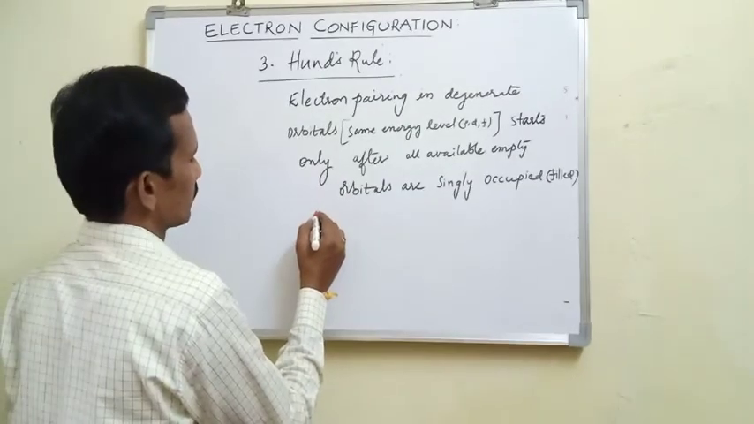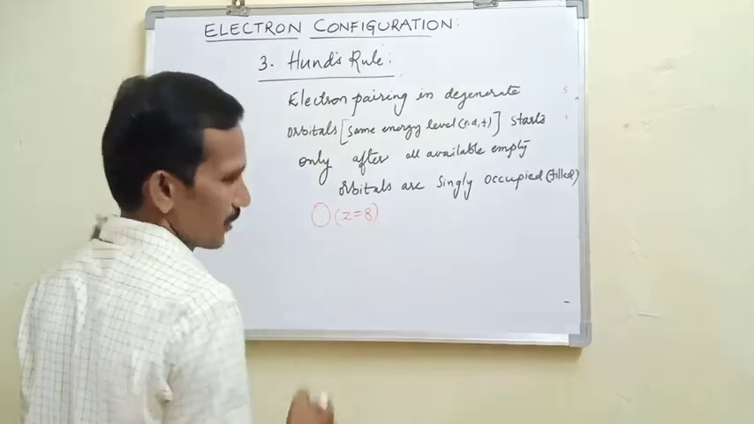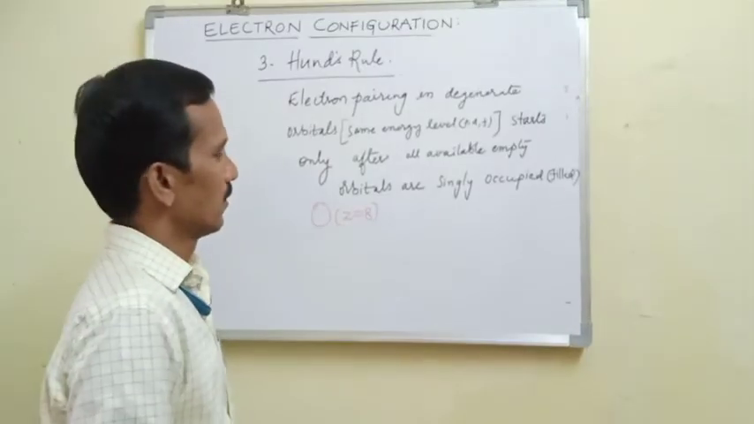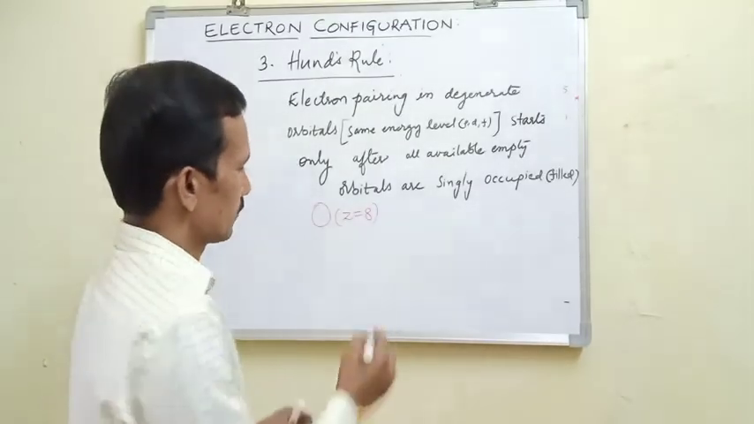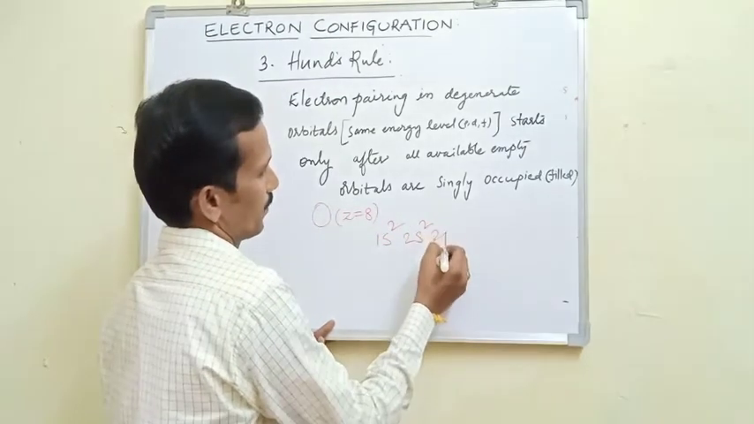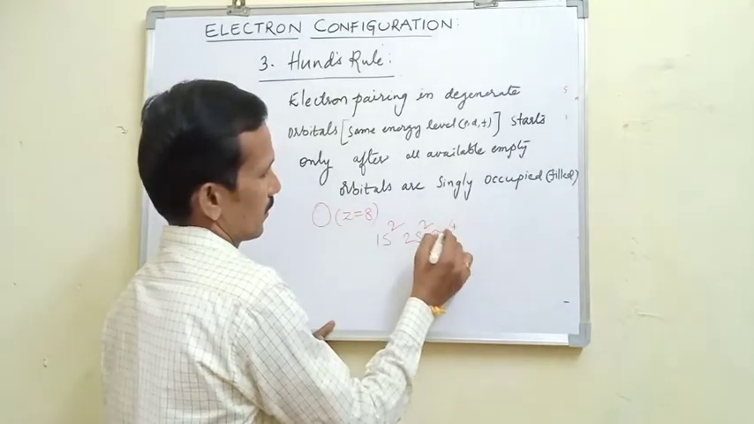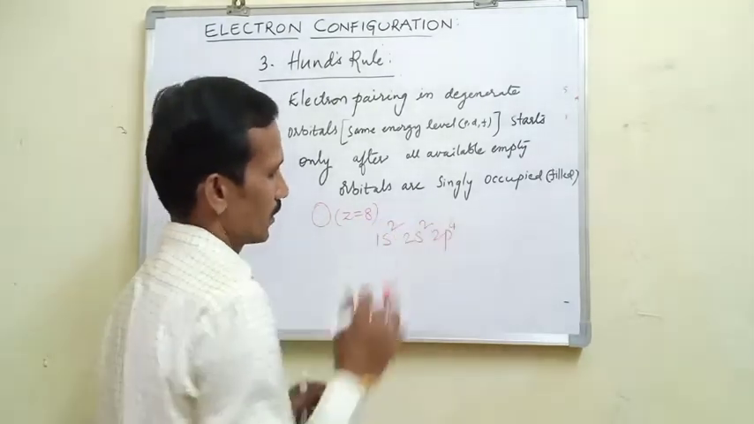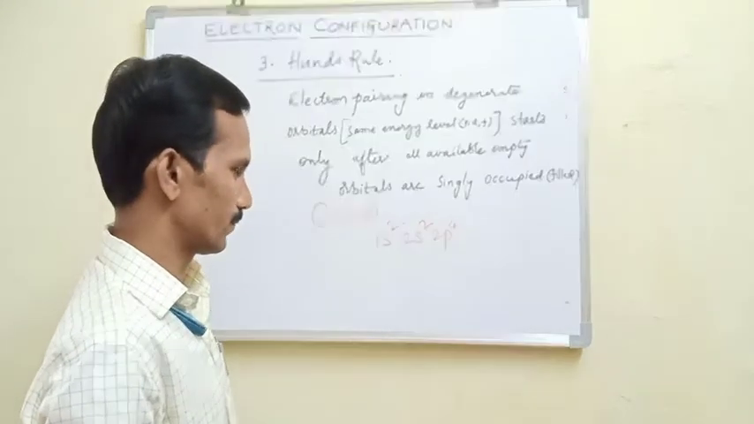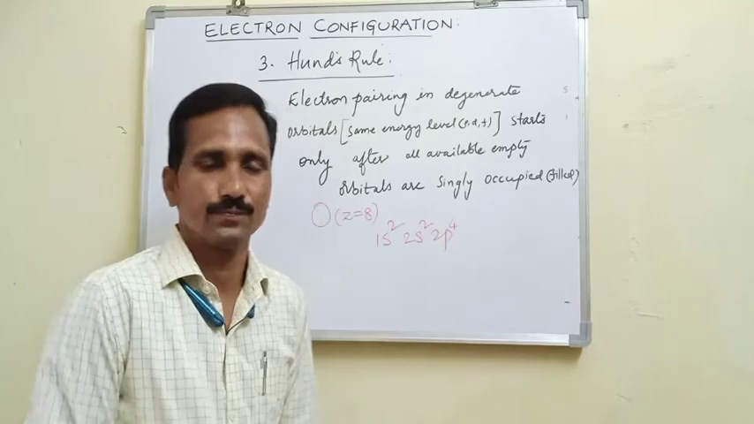We take one example. Oxygen, atomic number is 8. How can we write the electron configuration? 1s2, 2s2, 2p4. That is 2, 2 and 4 electrons, totaling 8 electrons. So here the p subshell can take a maximum of 6.